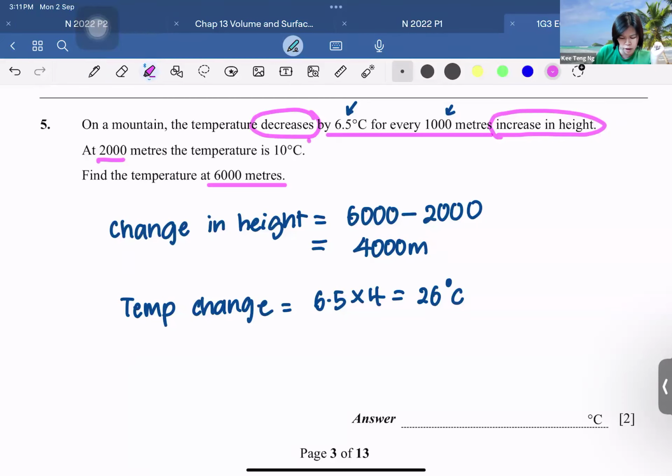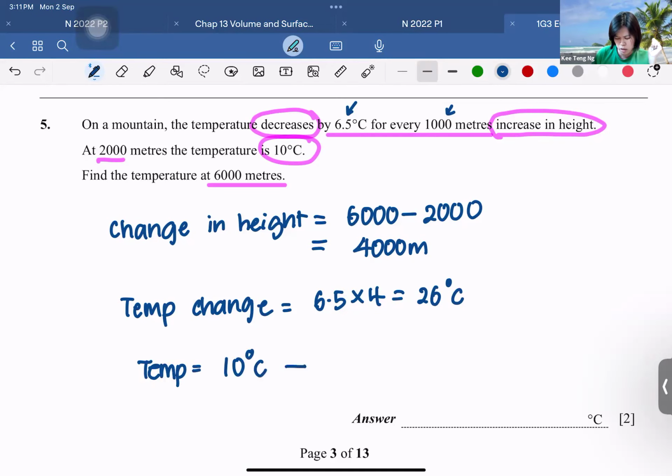So I started off at 10 degrees Celsius. So the temperature now will be from 10 degrees Celsius, it decreases by 26 degrees Celsius. I'll get a negative temperature of negative 16 degrees Celsius. Have you gotten the answer? How many of you got this answer correct? Raise your hands. 1, 2, 3. Okay, almost everybody. Oh, all right, some have not done. Okay, never mind. We can continue with this.